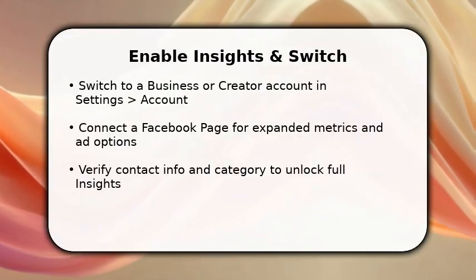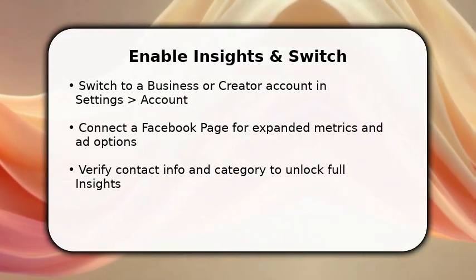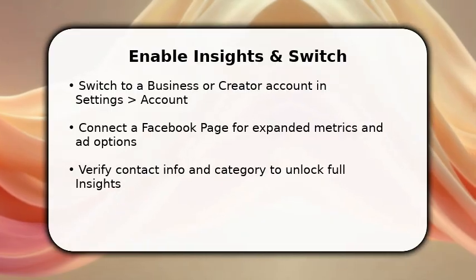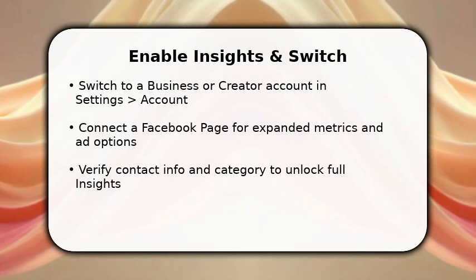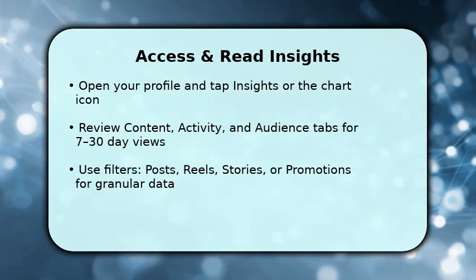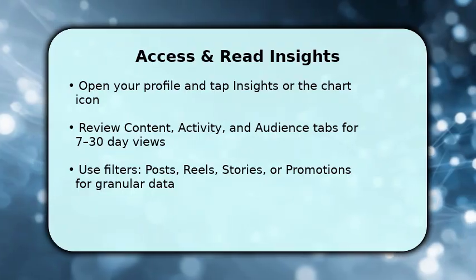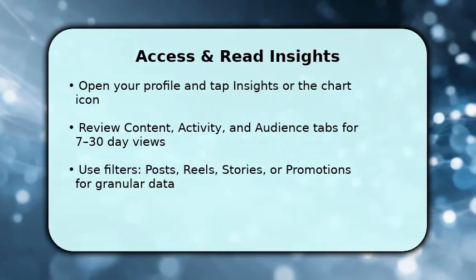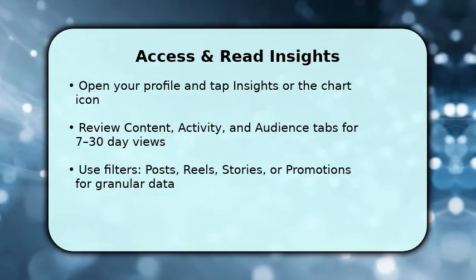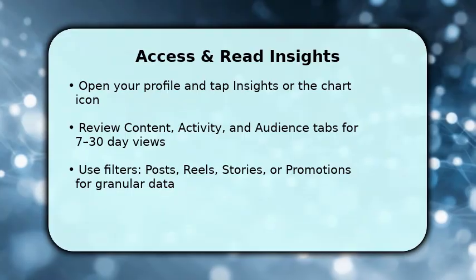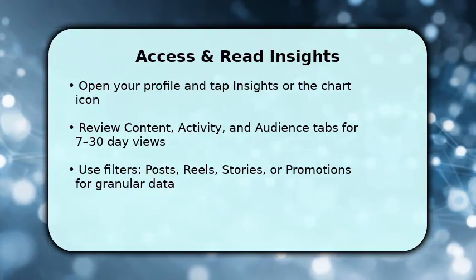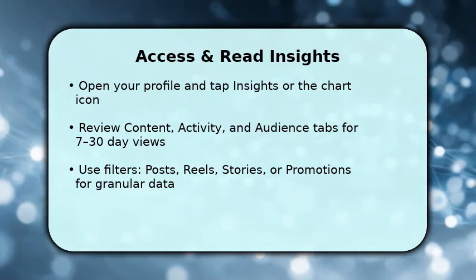You're taking these steps now so metrics populate correctly and historical data tracks from the moment you switch rather than being incomplete later. You then open Insights from your profile or the chart icon. Once there, navigate the 3 core tabs: Content, Activity, and Audience. Make sure to filter by posts, reels, stories, or promotions to see specific performance, and adjust the date range to 7, 30, or custom days to spot trends.